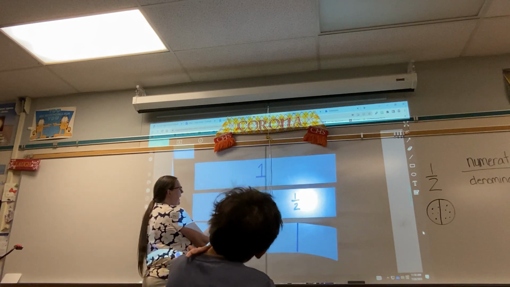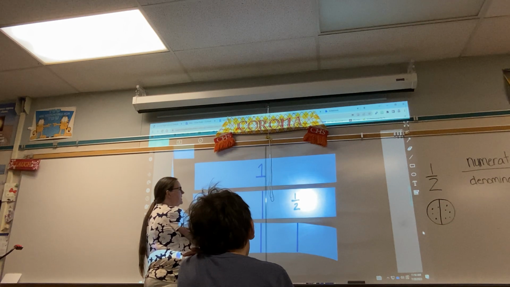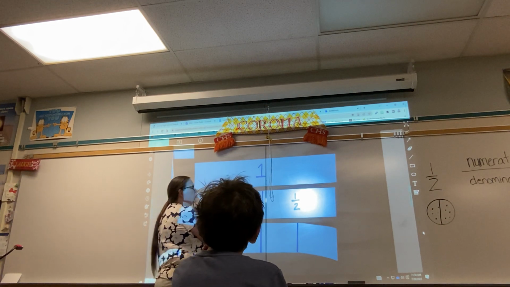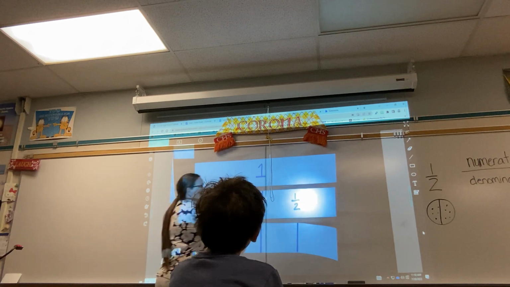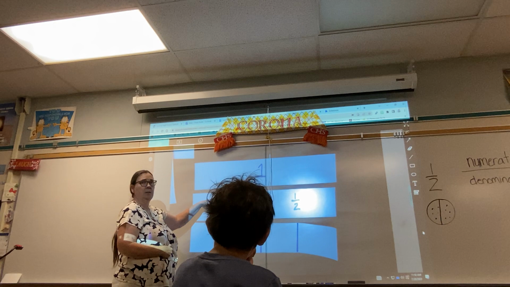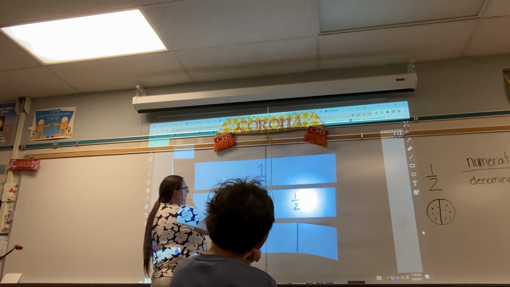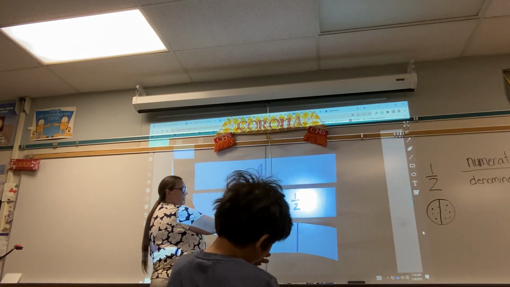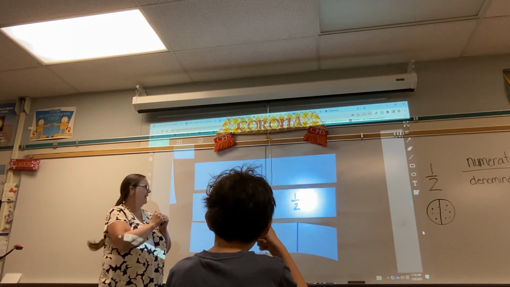So 1/2, the denominator is a 2, so that's telling us to divide the whole into 2 parts. Why is there a 1 here? Because we're looking at one of the 2 sections. Does that make sense? Everybody get that? Thumbs up? Great, I love it.